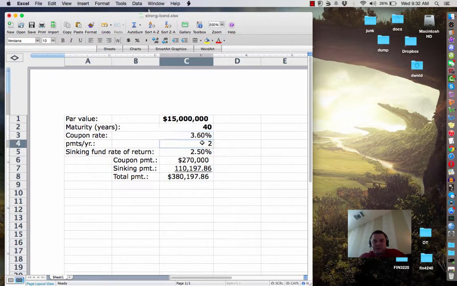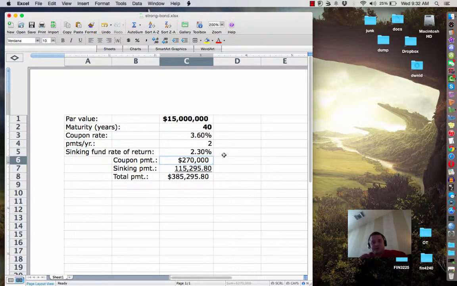Payments per year is set to 2 because that's just the standard. Coupon payments are normally made semi-annually, and I'm assuming that a sinking fund payment is also made with the same frequency, 2 payments per year, but you can change that to be whatever you want. And the sinking fund rate of return, I've got 2.5 here. Actually, the 10-year T-note rate, the risk-free rate, is 2.3% right now. And then of course that would change.